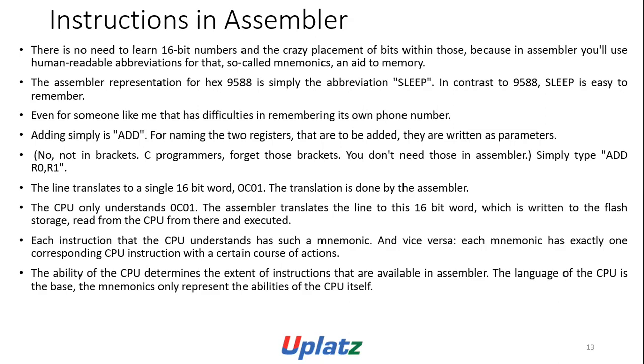Each instruction that the CPU understands has such a mnemonic, and vice versa, each mnemonic has exactly one corresponding CPU instruction with a certain course of actions. The abilities of the CPU determine the extent of instructions that are available in assembler. The language of the CPU is the base. The mnemonics only represent the abilities of the CPU itself.